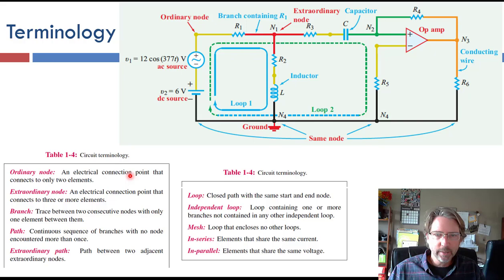So ordinary node and extraordinary node we've talked about before. There are nodes anywhere two things get connected, even if there isn't a dot. So this is a node, this is a node, this is a node, this is a node, this is a node. This is a node, all one big node here. And then this bottom, all in black, this is a single node because there aren't elements separating things.